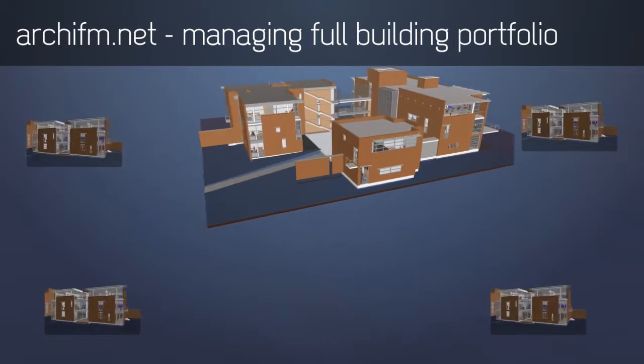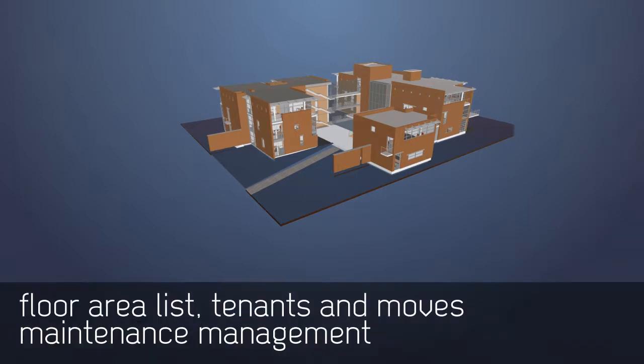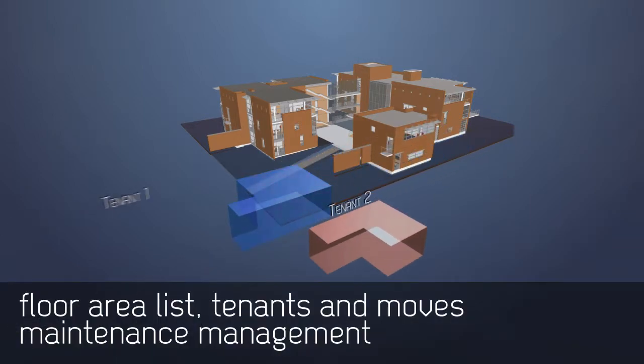ArchiFM.net has its own database working in the background, therefore it can operate as many buildings at a time as the user wishes. It's able to synchronize with more ArchiCAD BIM files in parallel, thus keeping all data up to date both in the central FM database and in the separate BIM models.